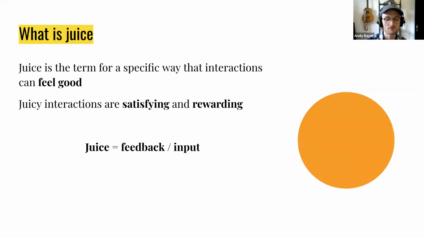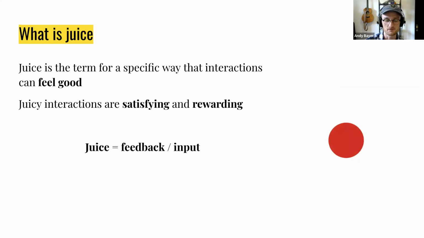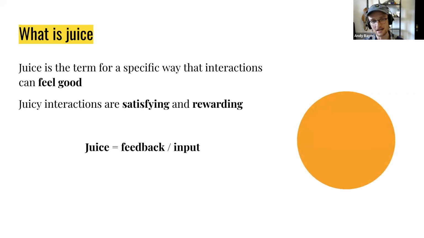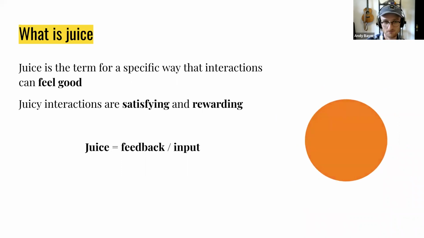So we might be able to think of Juice as the ratio of feedback to input. For example, if you get a lot of feedback, tactile and audio feedback, back from something, and you only put a little bit of input in, that's a very juicy interaction.